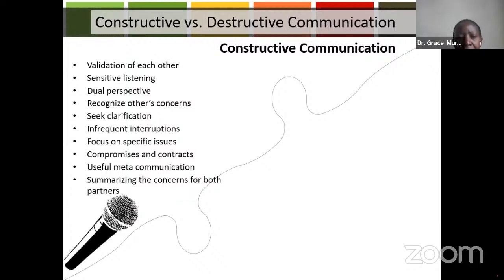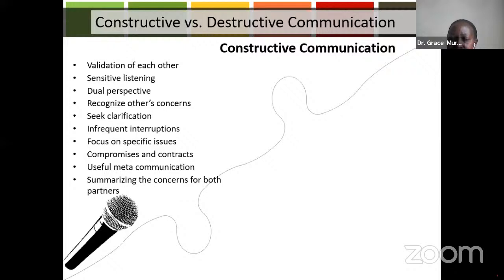Okay? And then the meta communication and the summarizing, like at the end of it all, have an agreement. Okay, we have talked. We have agreed. I have listened to you, you have listened to me. This is the issue. We think this is the way forward. So this is what we are saying. This is the way forward. We both must leave that table in agreement. You can't resolve a problem when you walk away and you say, okay, whatever you decide. You have to agree on the way forward together. That is constructive communication.